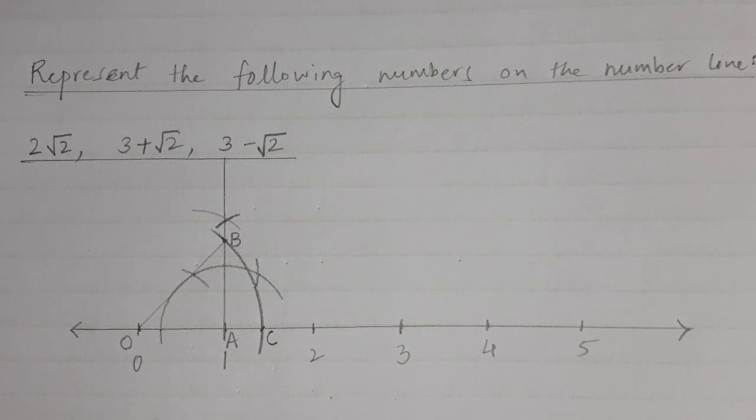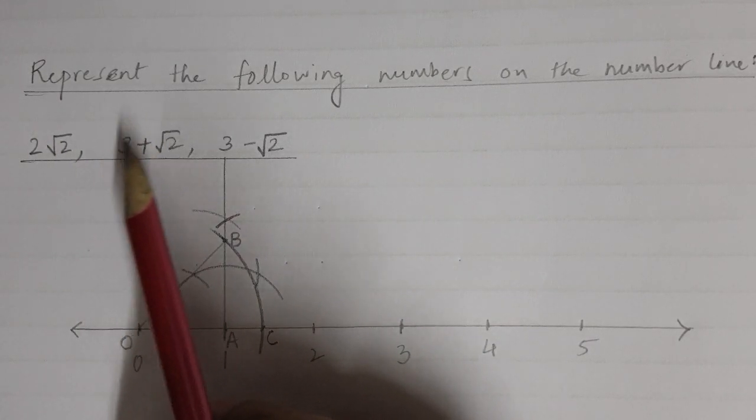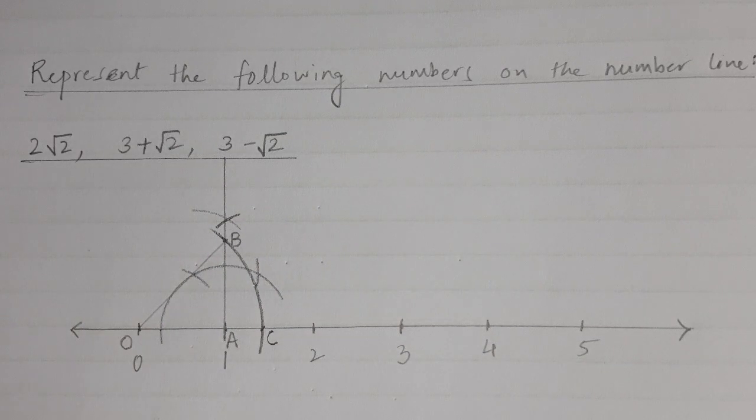In the previous video, we have learned how to represent some of the irrational numbers like root 2, root 3 and root 5 on the number line. In this video, we will look at how to represent numbers like 2 root 2, 3 plus root 2 and 3 minus root 2. These are also irrational numbers, and how we can represent them on the number line.